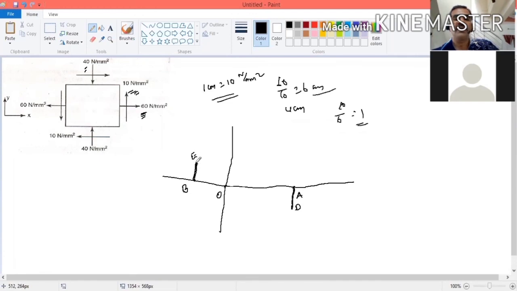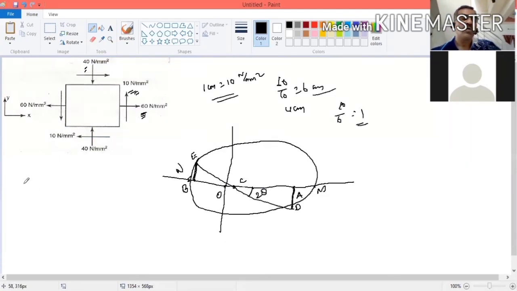Now we join these 2 points. This is C. Now you draw a circle, with C as a center and CD as a radius. You draw a circle like that. Now this is 2 theta. Now as usual, this point is M, and this point is N.